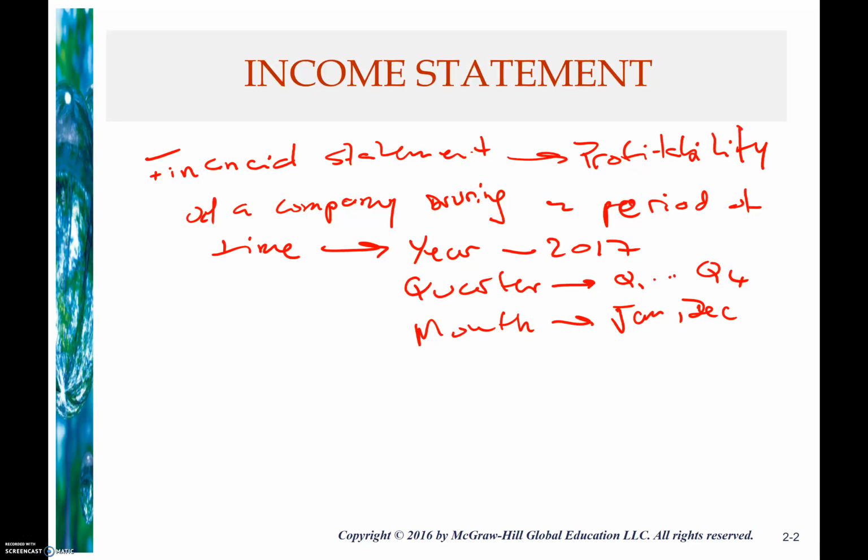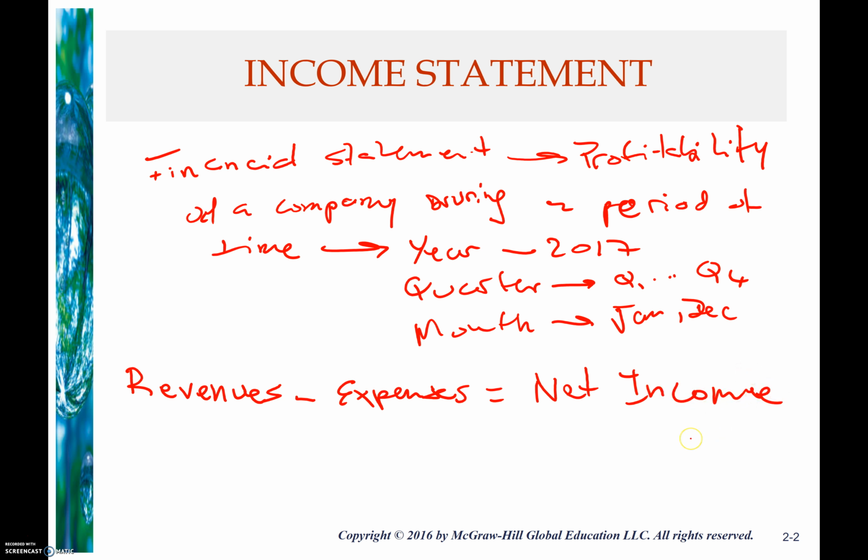Okay, and what are two main sections of the income statement? You have your revenues and you have your expenses. Two main sections of the income statement are your revenues and your expenses. And we know that revenues minus expenses, that's the equation of the income statement. Revenues minus expenses will give you your net income, which is also known as the bottom line.